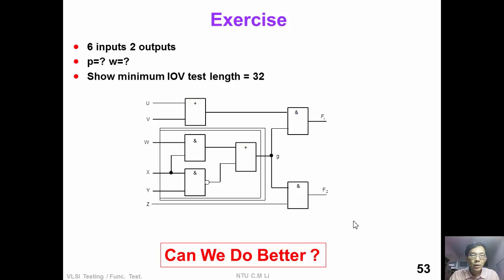Okay, you now know everything about the IOV test. Please do the following exercise. Given the following circuit of 6 inputs and 2 outputs, what is the value of P? What is the value of W? Please show that the minimum IOV test length is 32. Our question is that, can we do better?